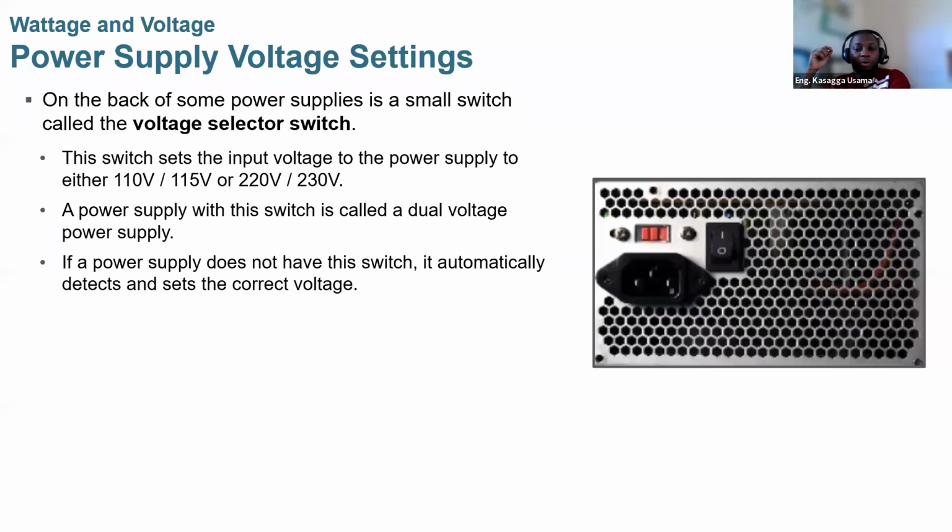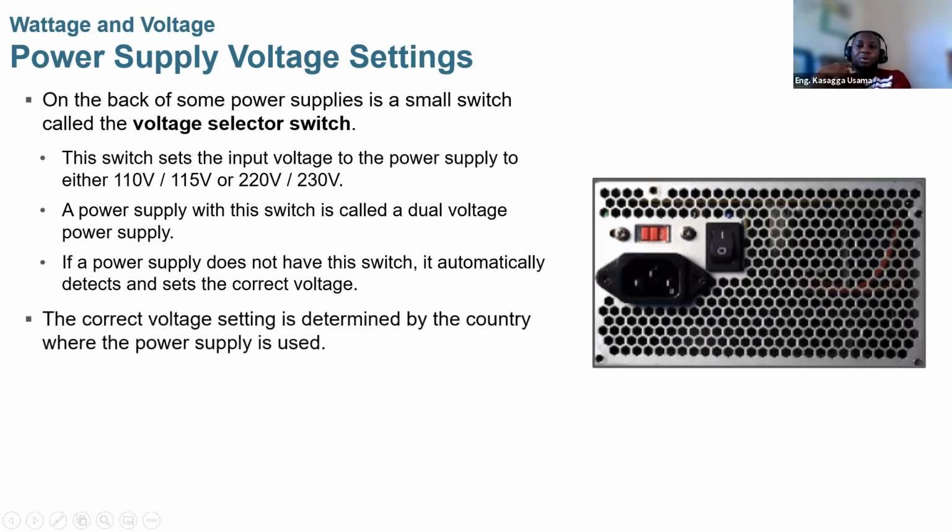It is very important to detect the type of power supply that you have. If a power supply does not have that switch, it automatically detects and then sets the correct voltage that you are meant to use. There's no problem with that. Somebody will ask, what if I don't have it automatically switch accordingly? The correct voltage setting is determined by the country where the power supply is used.